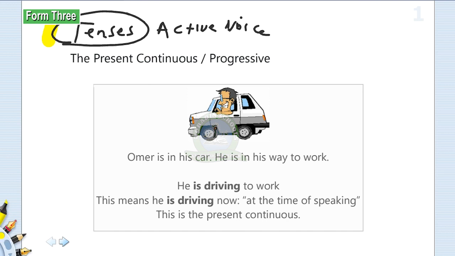This is the name of the tense, the present continuous. You can also call it present progressive. The word progressive is used by the Americans, but in some books they write continuous, and in others they write progressive. So you can say either present continuous or present progressive.